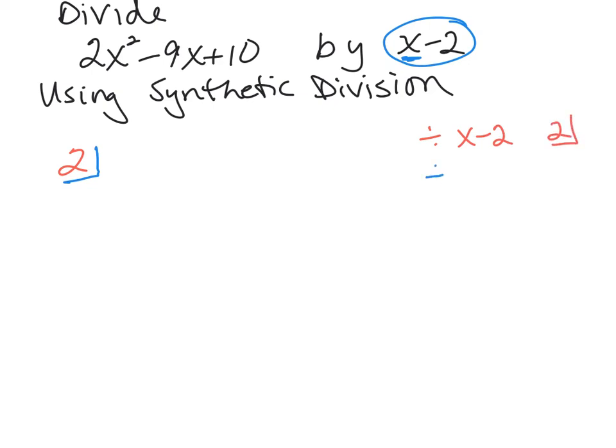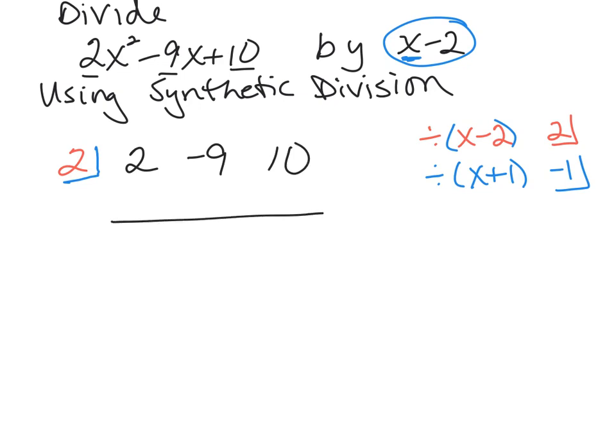Alternately, if we were dividing by something like an x plus 1, the number that would go in the box would be a negative 1. Now this only works when you're dividing by a linear, a binomial, an x plus or x minus a value. Now the setup here is to take the coefficients, making sure that these are written in descending powers, and write them, just the coefficients without the variables. And again, this must be written in descending powers.